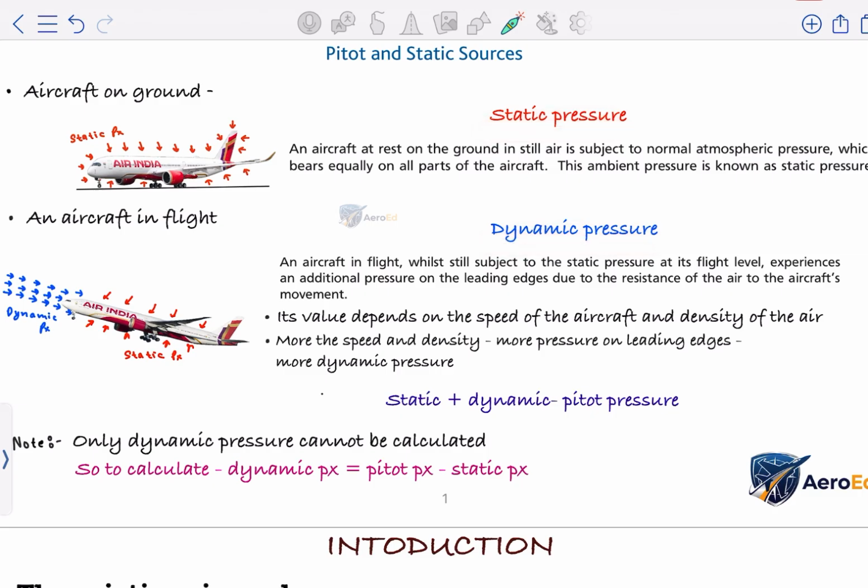So let's read this. An aircraft at rest on the ground in still air is subject to normal atmospheric pressure, which bears equally on all parts of the aircraft. This ambient pressure is known as static pressure.